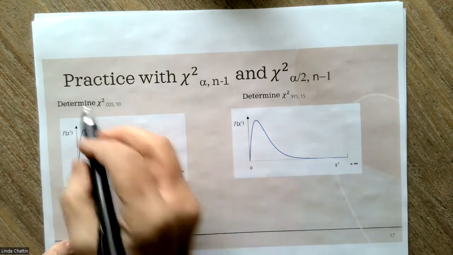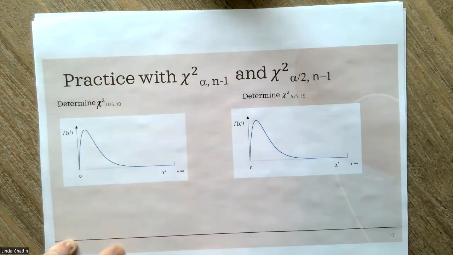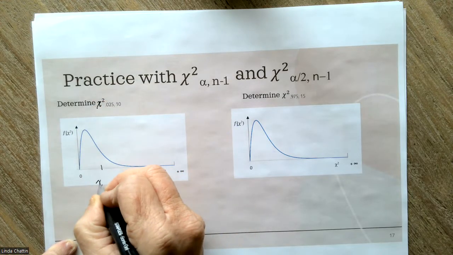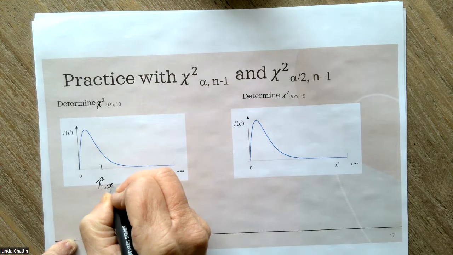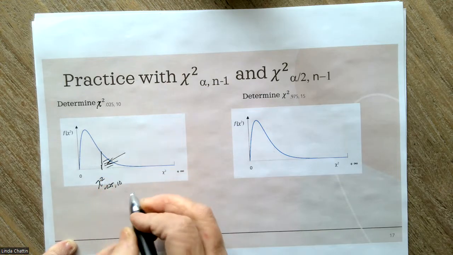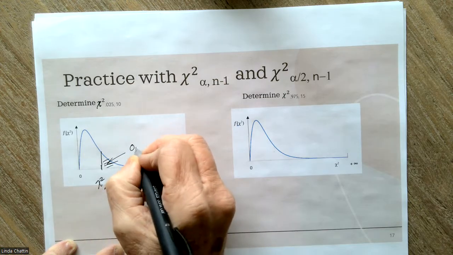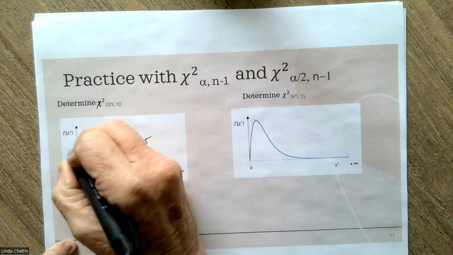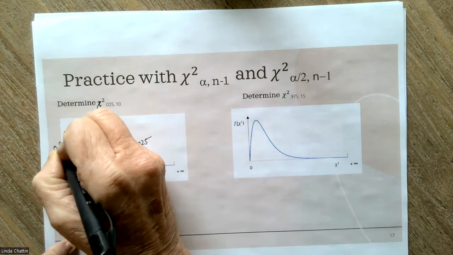Again, this should not be a capital. This should be like a lowercase here. So what I'm looking for here is chi-square 0.025 with 10 degrees of freedom. So I want what that value is, because this area is again 0.025, which means this area is 0.975.